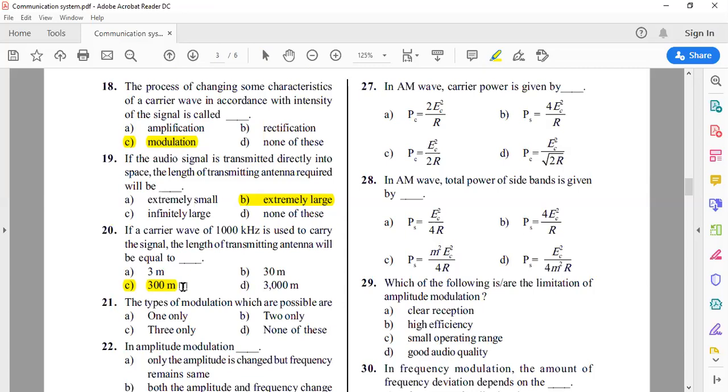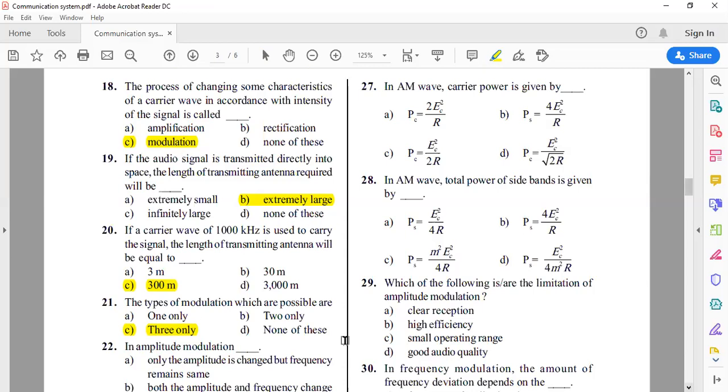Next one, question number 21. The types of modulation which are possible. There are actually three types of modulation. One is amplitude modulation, in which the amplitude of the carrier wave changes. Second one, frequency modulation: the frequency of the carrier wave changes according to the information signal. And third one is phase modulation, that is, the phase angle of the carrier wave changes. So there are three types of modulation and the correct option is option number C, the three only.